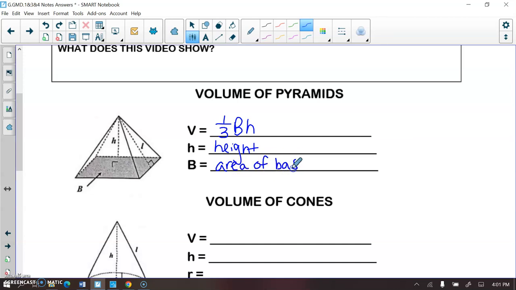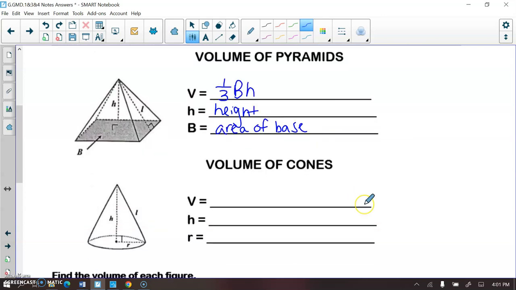Now a cone is kind of like a pyramid, so it would make sense that the volume of a cone would be 1/3 times pi r squared, because the area of the base is a circle, so the area of the circle is pi r squared, and then times the height, where h is the height and r is the radius.